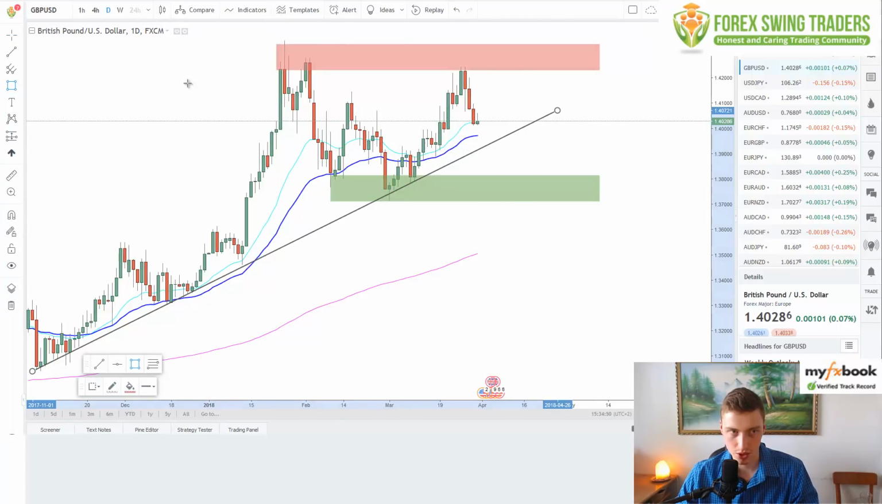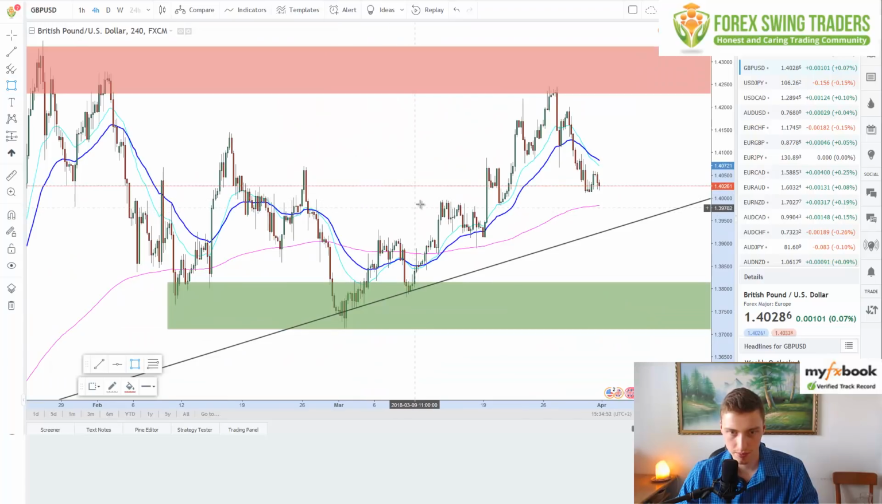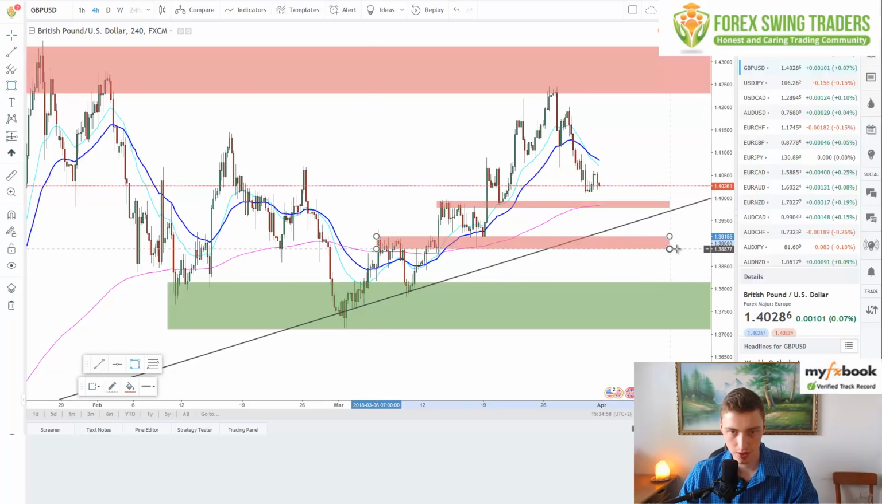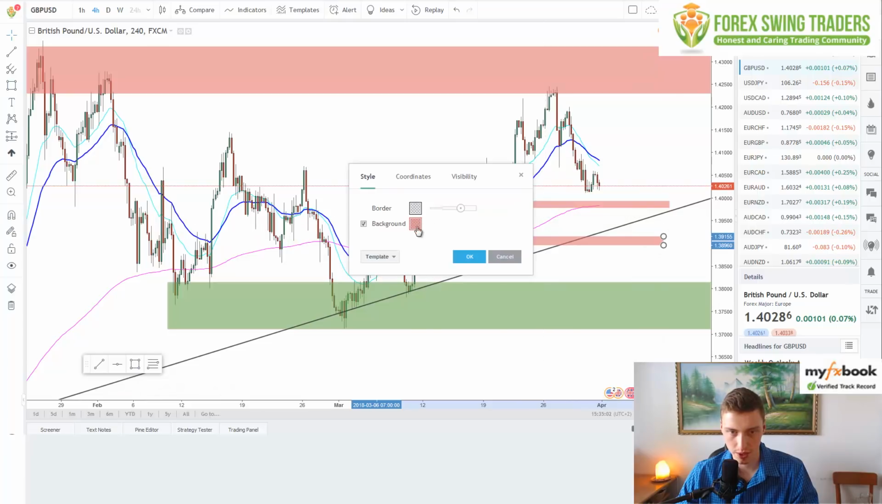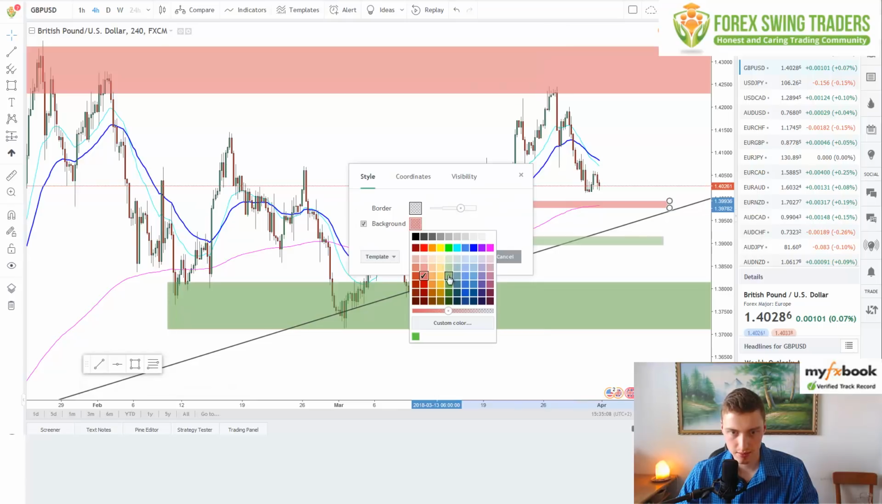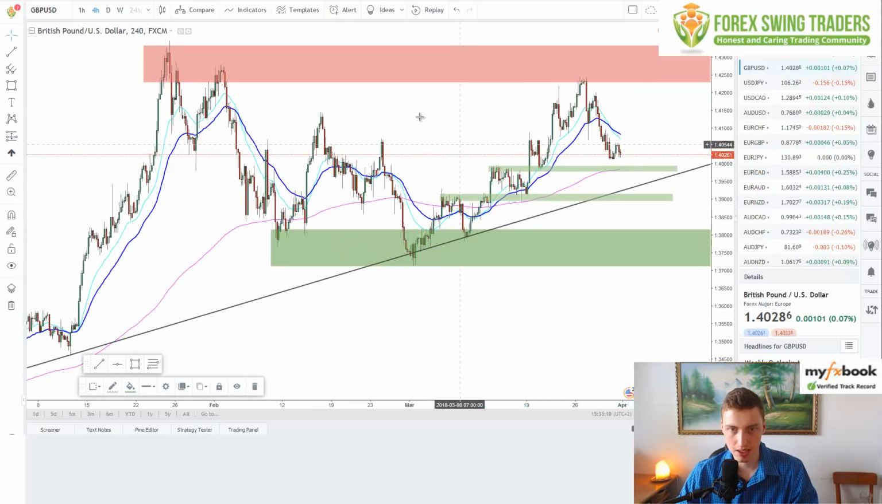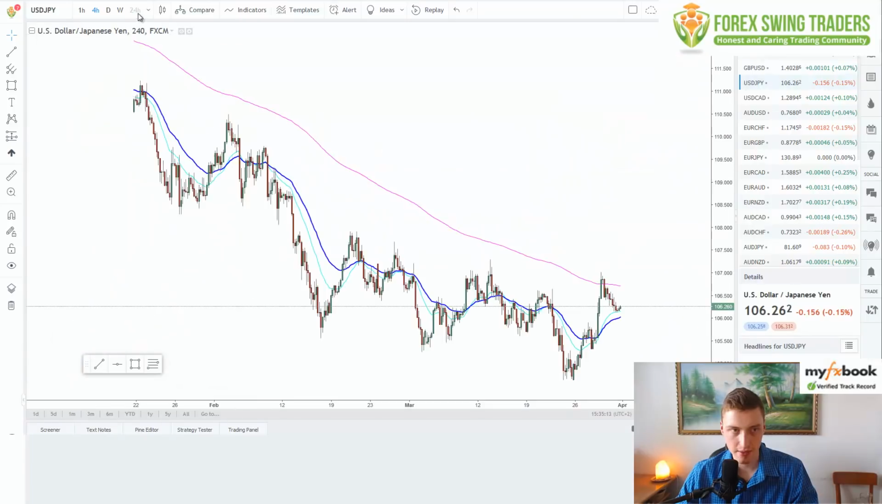It's a minor structure. We can go on a lower time frame, okay? You can see how structures are very obvious, okay? These are all supports right now, so support, okay? Okay, so that's it. Let's move on to USDN.